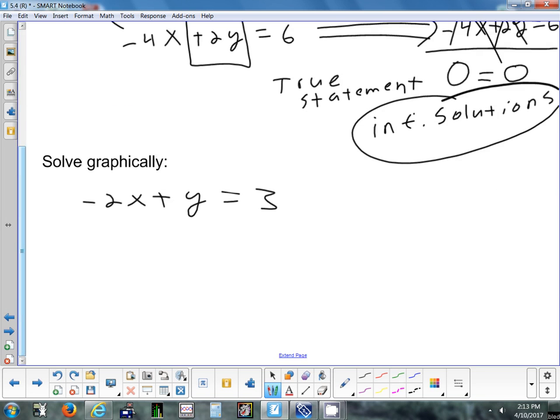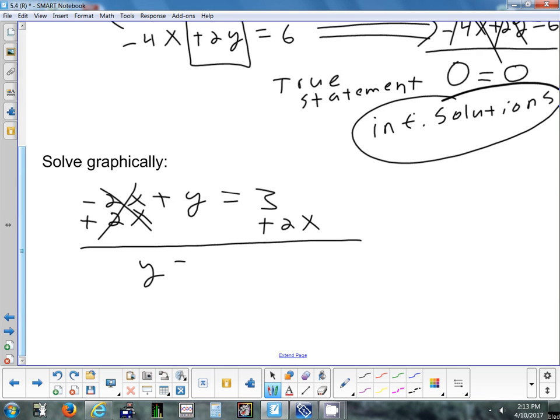What's my one step to get y by itself? Add 2x. I don't want the x on the same side, though. We're going to add 2x. On the left, that leaves me with just a y. What does it leave me with on the right? But I'd like it in the right order. Exactly, 2x plus 3 after the equal sign.